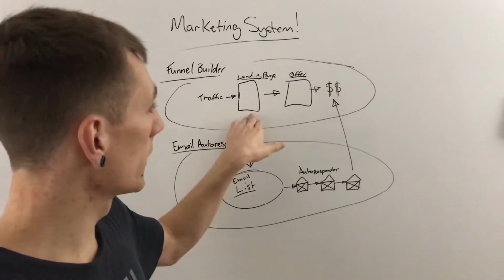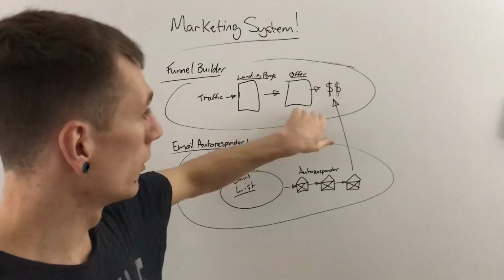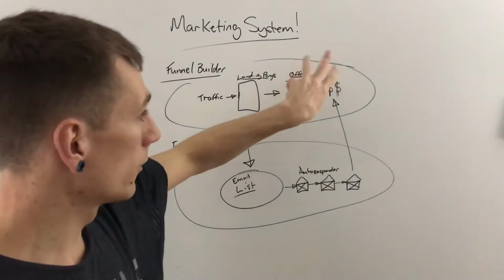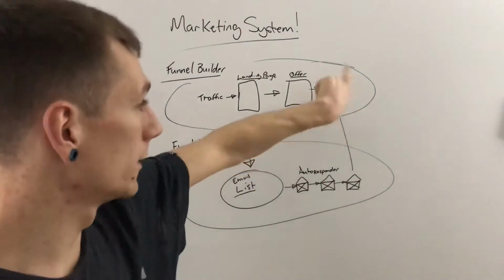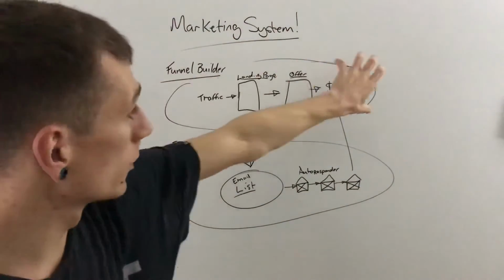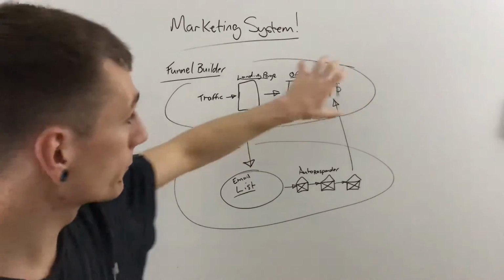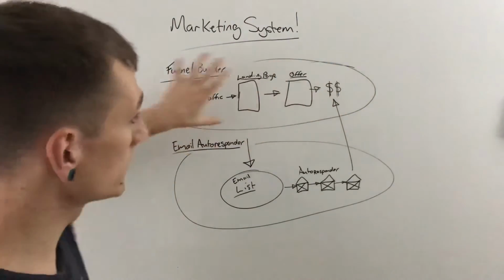Then from the landing page we can take them to our offer, and the offer is where we make money, and this is the money here. So this is system 1 that we're going to be building out, and it's pretty simple.